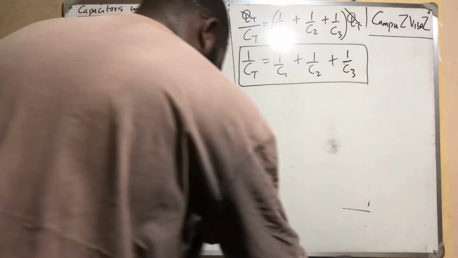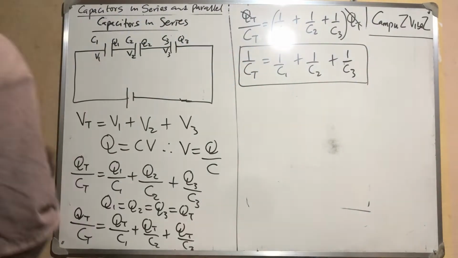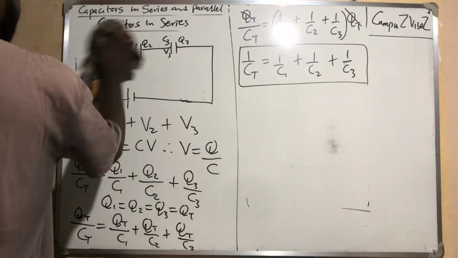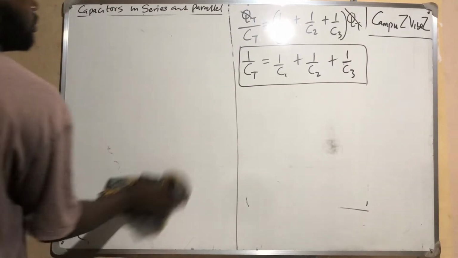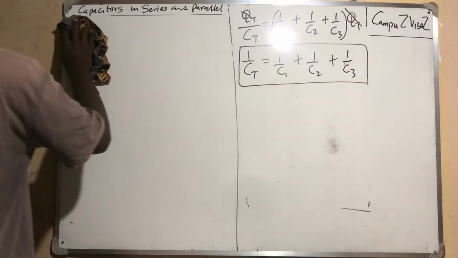All right. So the last thing we're going to do is now energy stored in a capacitor. Then we now solve calculations. All right. Energy stored in a capacitor. So the energy stored in a capacitor.